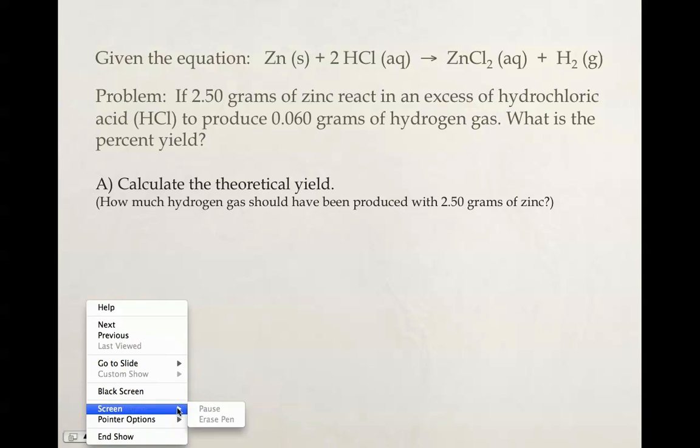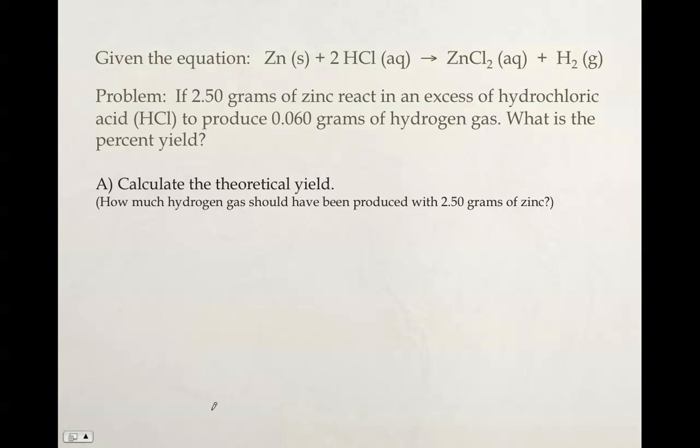You're going to see that we're given 2.5 grams of zinc. This is reacting in an excess of hydrochloric acid to produce 0.060 grams of hydrogen gas. What is the percent yield? So our first thing that we always have to do is calculate the theoretical yield. This is our mass-to-mass calculation. So how much hydrogen gas should have been produced, theoretically, with 2.5 grams of zinc?